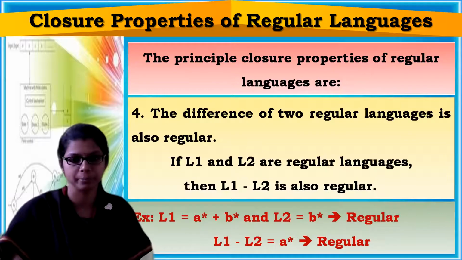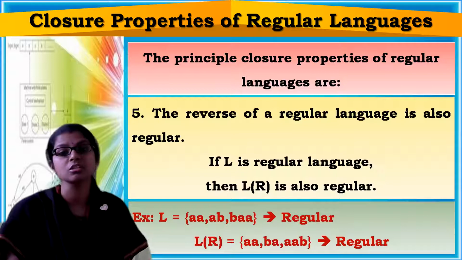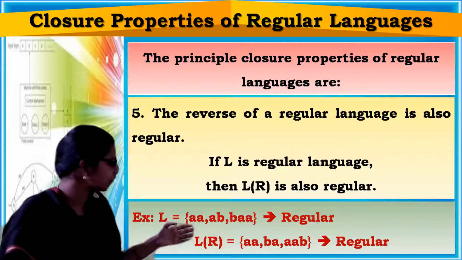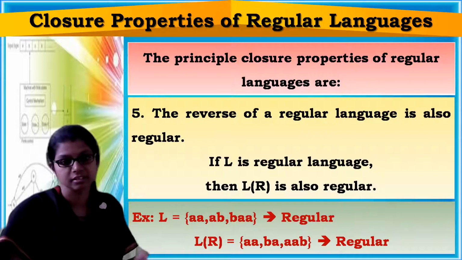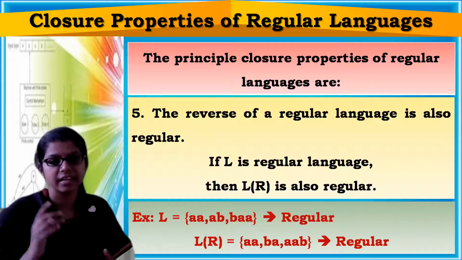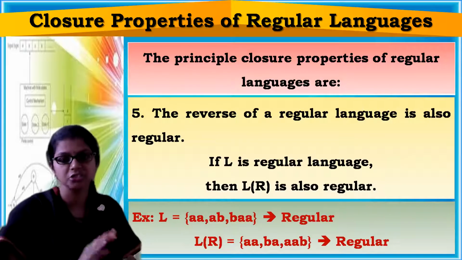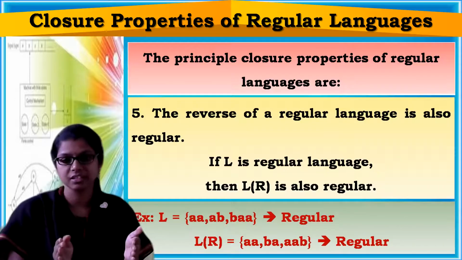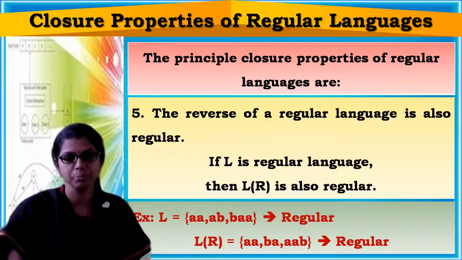That is the fourth property. Coming to the fifth property, the reverse of a regular language is also regular. Suppose a language contains the strings AA, AB, BAA and this is regular. Then its reverse means AA, BA, and then AAB. Reversing the strings of that particular language gives the reverse of the language, and that is also regular. So if a language is given which is regular, then its reverse is also a regular language. That is the fifth property.